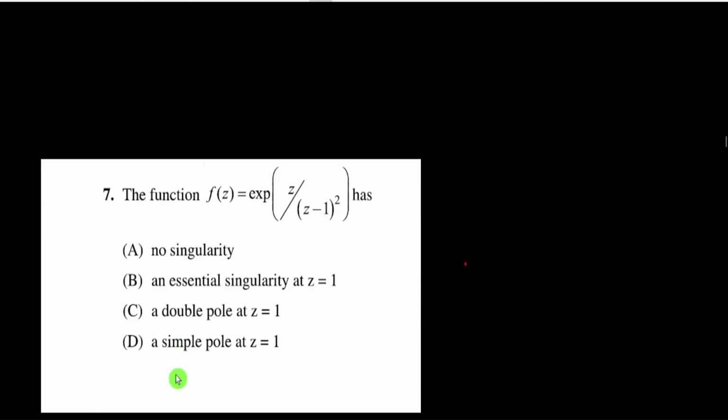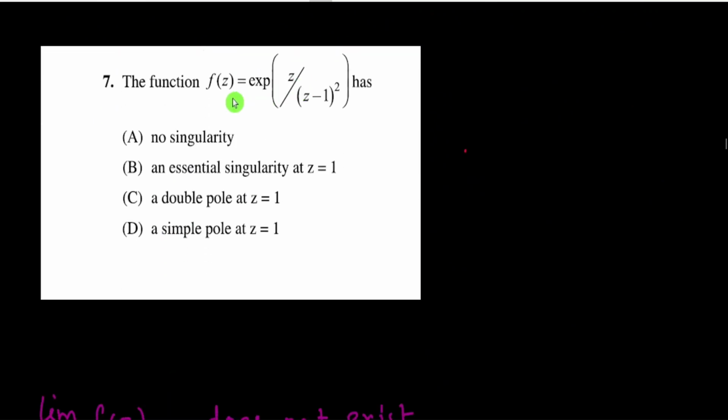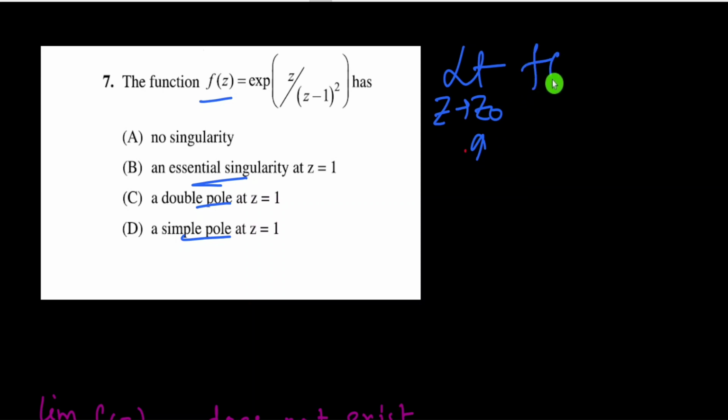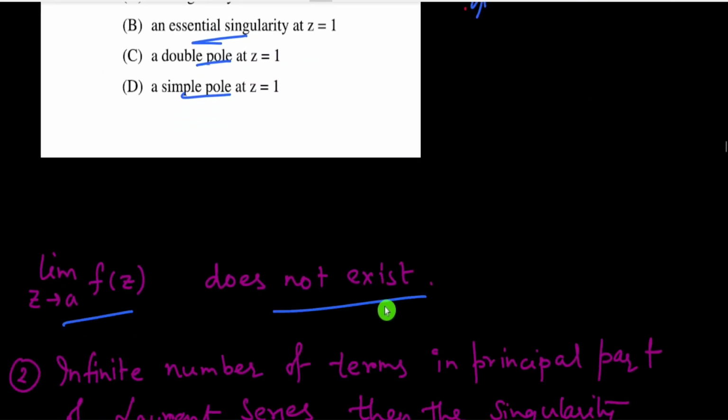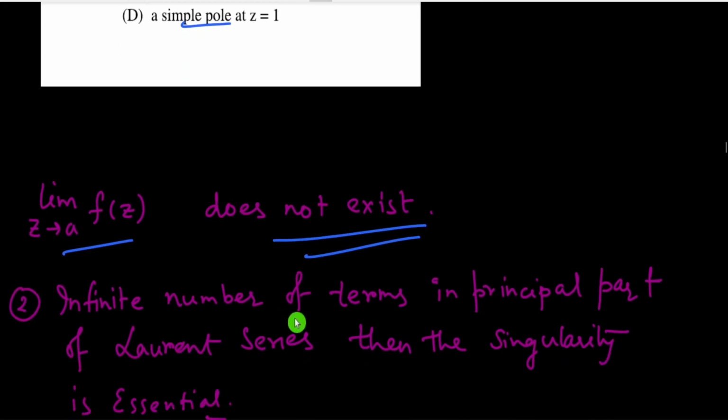Next question, question number 7. The function f(z) equal to exponential of z/(z-1)^2 has which of the following: no singularity, essential singularity, double pole. Now pole means what? Pole means we must have limit as z tends to a point z0 equal to infinity. But in case of essential singularity, the limit at that point does not exist. Also, we can check the essential singularity through the Laurent series. If there are an infinite number of terms in the principal part of the Laurent series expansion, then the singularity is an essential singularity.